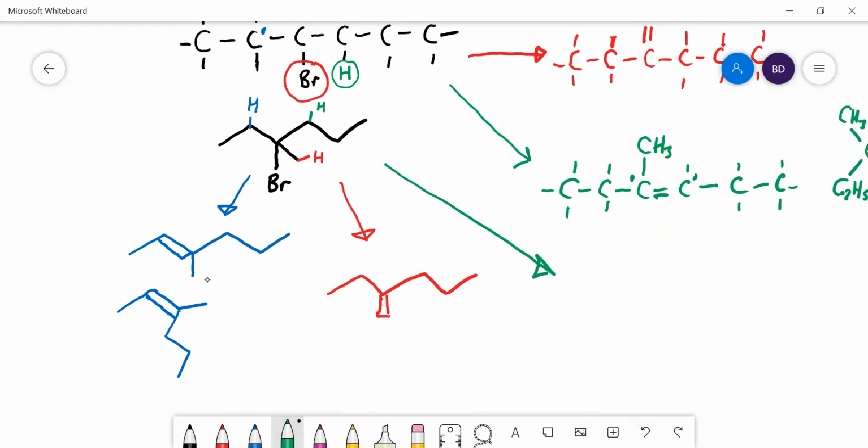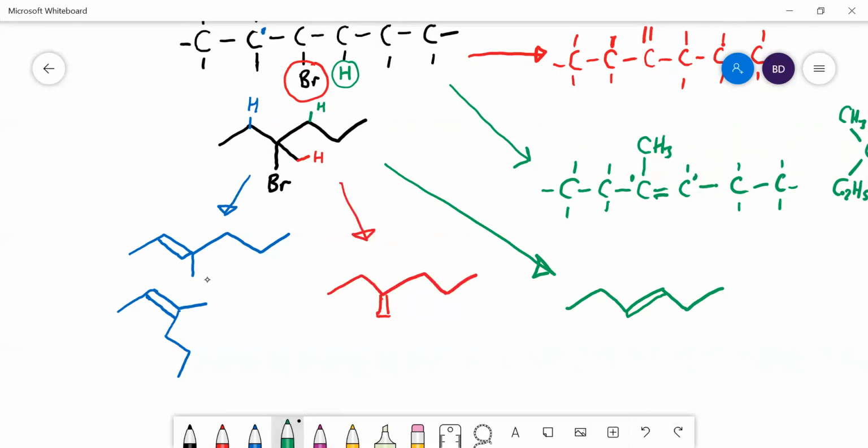Okay, so right, I need to draw the double bond between 3 and 4. So I need to draw it there. You can see I've got the 2 high priority groups, that and that on the opposite side. So this is the E form. So I'm going to draw the Z form.